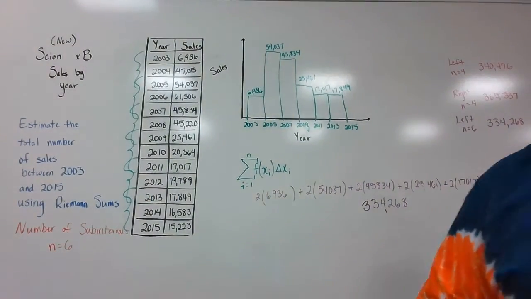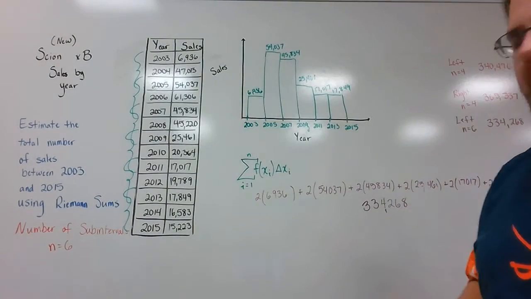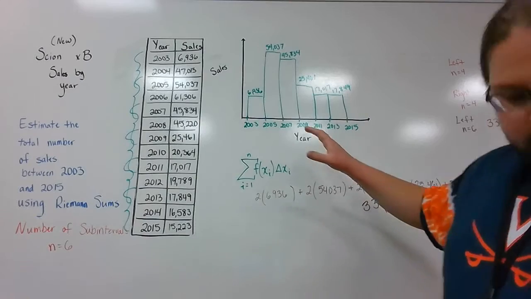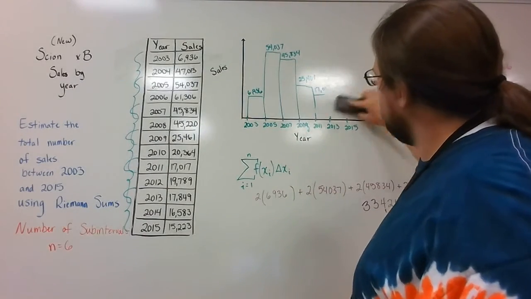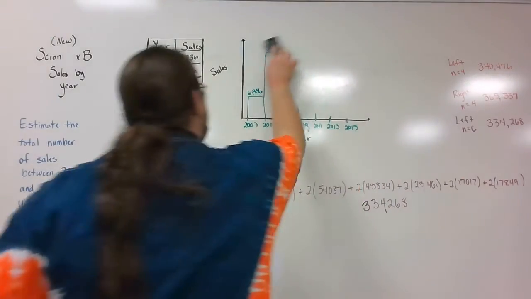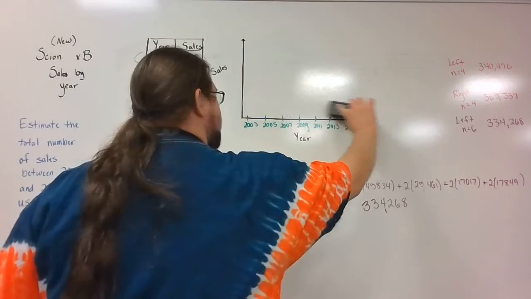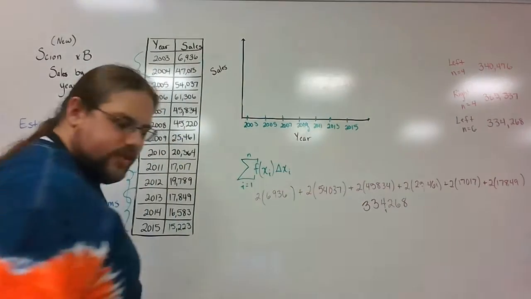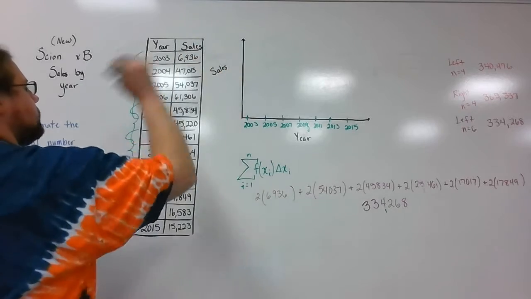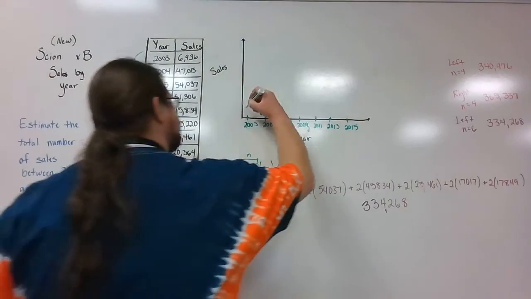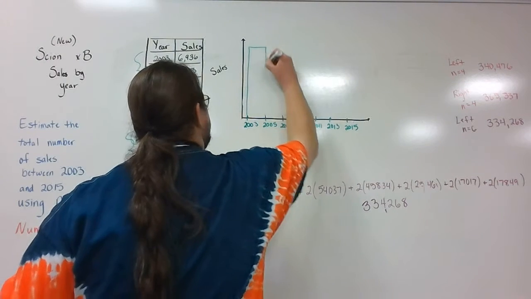All right, so I'm going to go ahead and do the right sum again, and then we'll do the midpoint last. So, right sum. I'm going to erase what I got here, and instead of using the left number for the rectangle, we're going to use the right number. So, from 2003 to 2005, the right number is 2005. So I'm going to use 2005 as that height. So 2005 is 54,037. So way up there.